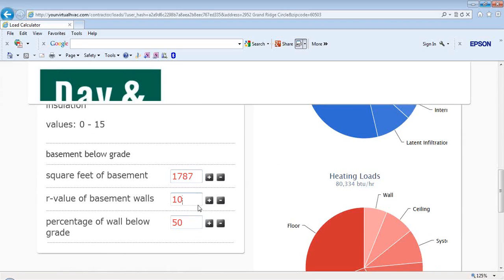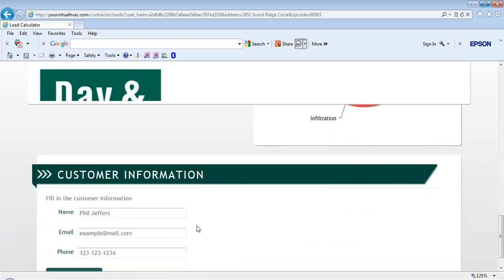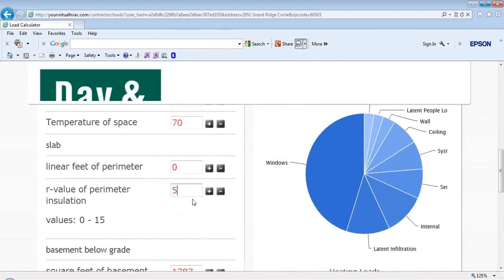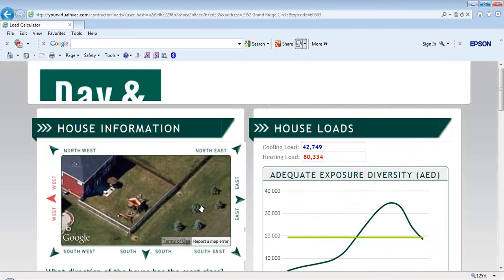R value of the walls in the lower basement is fairly irrelevant because the walls are insulated by dirt, but nonetheless, it's basically 90% below grade. So I looked at some of that information. Now if I want, I can scroll back up here and see how my loads have been affected.